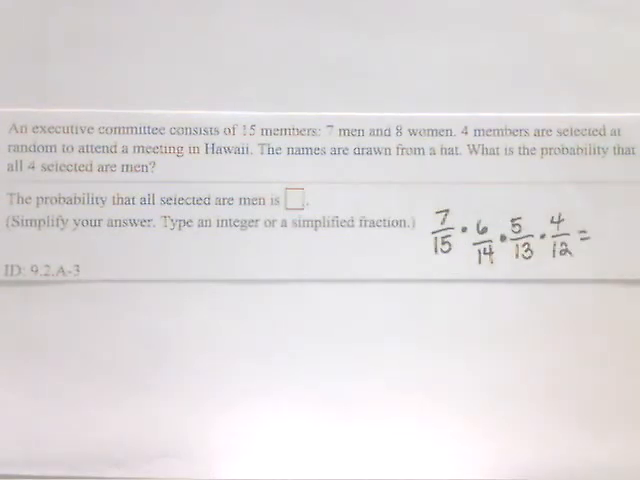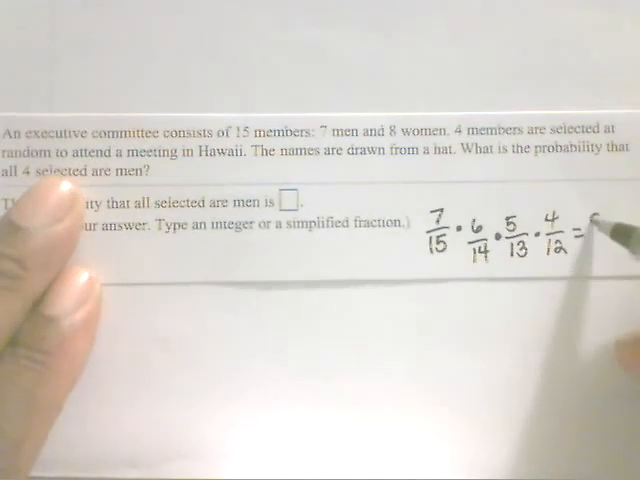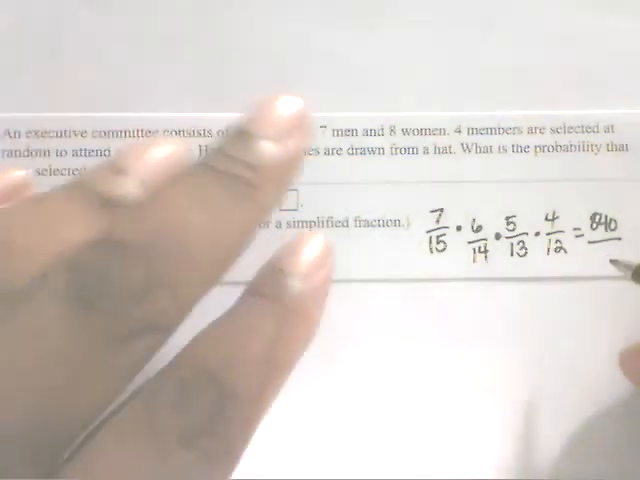Okay. So as you can see, not only do these numerators decrease because we're picking all men, the denominators are decreasing because the number of members in that committee are being reduced. Because this is an example of something that is without replacement. Okay, now if we simplify this, 7 times 6 times 5 times 4, the numerator is 840, because I'm sure they want us to simplify the answer. 840 over 15 times 14 times 13 times 12, that would give us 32,760.